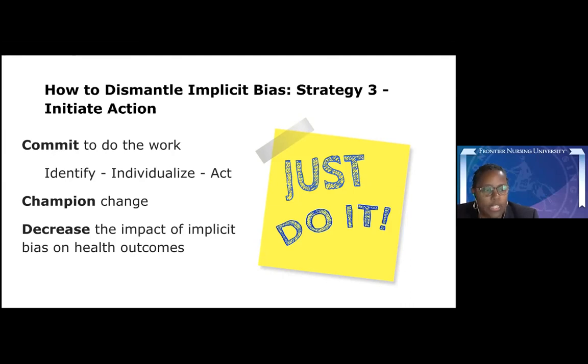It can be said that the work is an individual work, and it is. Each of us has our own individual work to do, but it does need to spread from our own individual work to others. So we need to champion that thought as well. And then we need to decrease the impact of implicit bias by implementing all of the above mentioned actions. It's not a matter of doing a checklist to check them off, but where you find that you need work, be willing to do that work.